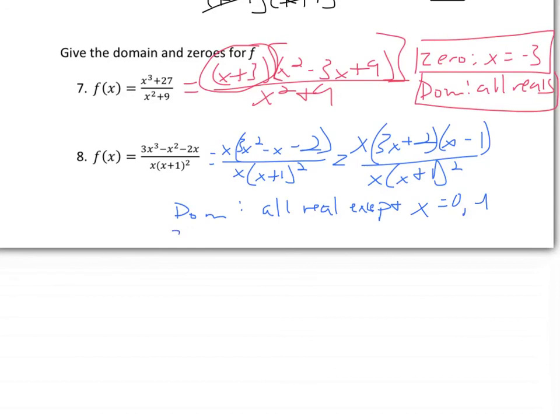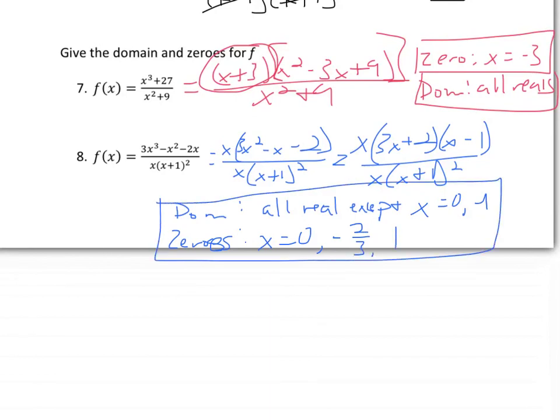And the zeros of this function, we've got x equals 0 from the first one. From the second one, when you solve that, you're going to get negative 2/3. And the last one is 1. So the domain is all reals except x equals 0 and negative 1. The zeros are x equals 0, negative 2/3, and 1.